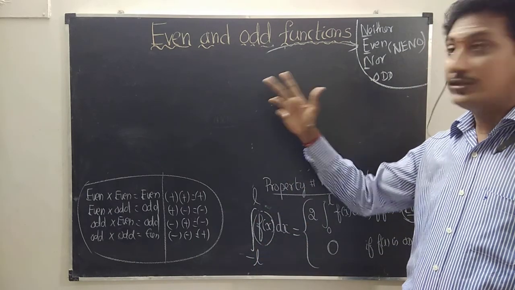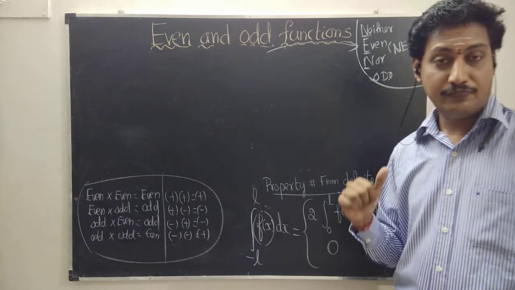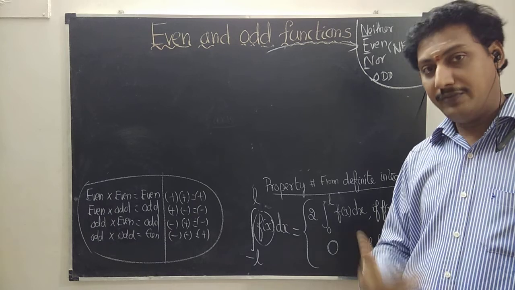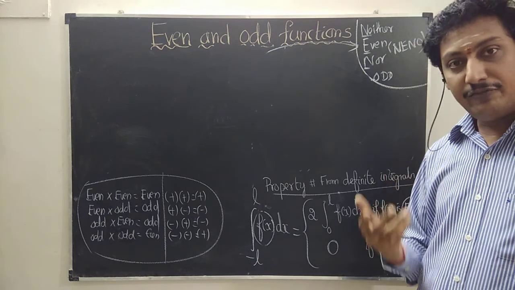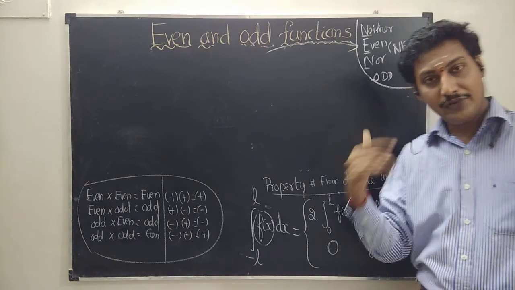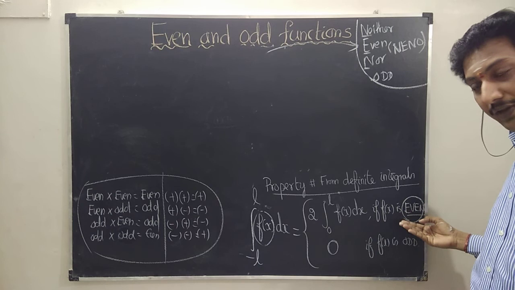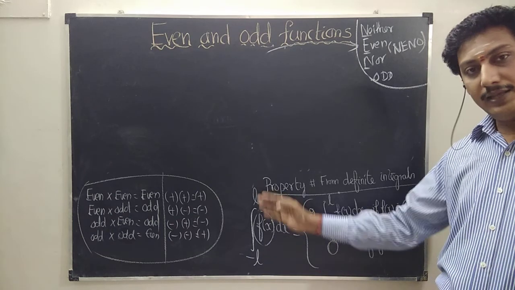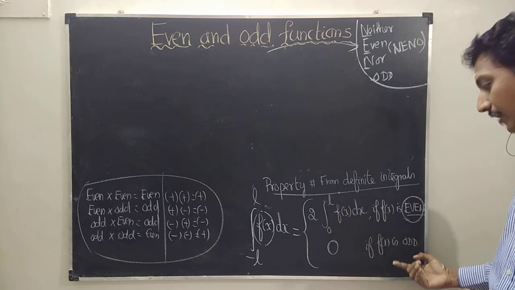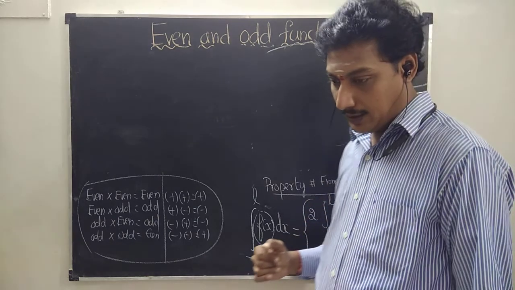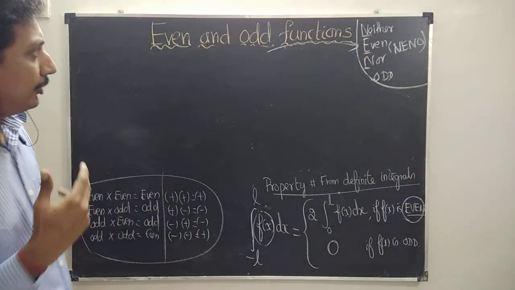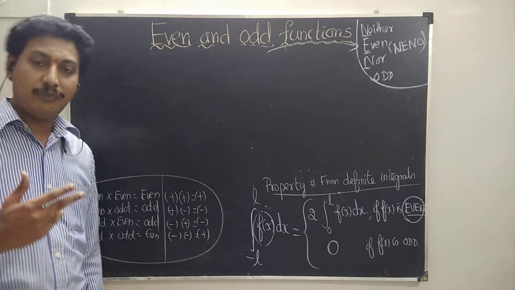What is the use of even and odd functions? We have already seen in the previous videos even function, odd function, and sometimes neither even nor odd. We also know that if the function is even, then the integral from minus L to plus L of f of x dx becomes twice the integral from 0 to L of f of x dx. If it is an odd function, it is 0. And what is the need of introducing these even and odd functions?